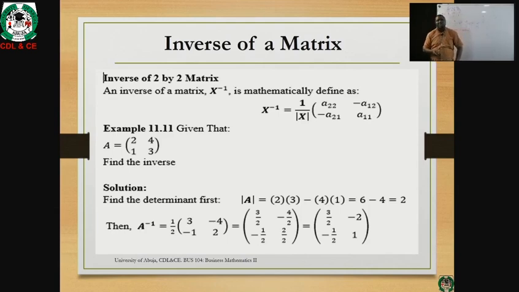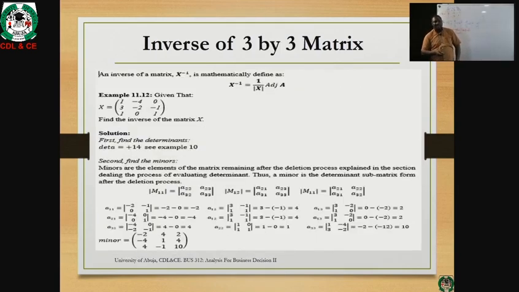But let's go to the complex one, which is the inverse of a 3 by 3 matrix. The inverse of a 3 by 3 matrix is made up of the following steps. Step number 1, you are first of all to find the determinant of the matrix. Then, you find what we call the cofactors, the minor. The process of getting the minor is similar to what we've done here. When you are through with the minor, you proceed to the cofactor by introducing the alternate plus and minus sign.